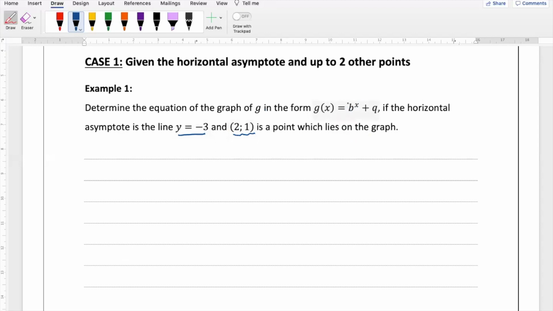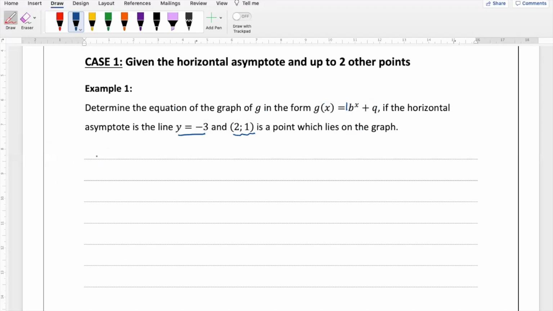You'll notice that there is no a here. So the a in this case is already given as a 1. So it's 1 times b to the power of x plus q. So we only have 2 unknowns, b and q. So there we go. That's why we only got 2 pieces of information.